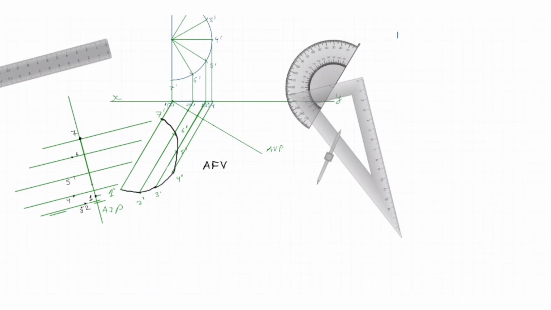So let me erase the extra projectors, which are not required here. And we'll join these points. Okay, so this will be 7 to 6, 6 to 5, 5 to 4, 4 to 3, 3 to 2, and then 2 to 1. So this will be the final auxiliary top view of this problem.